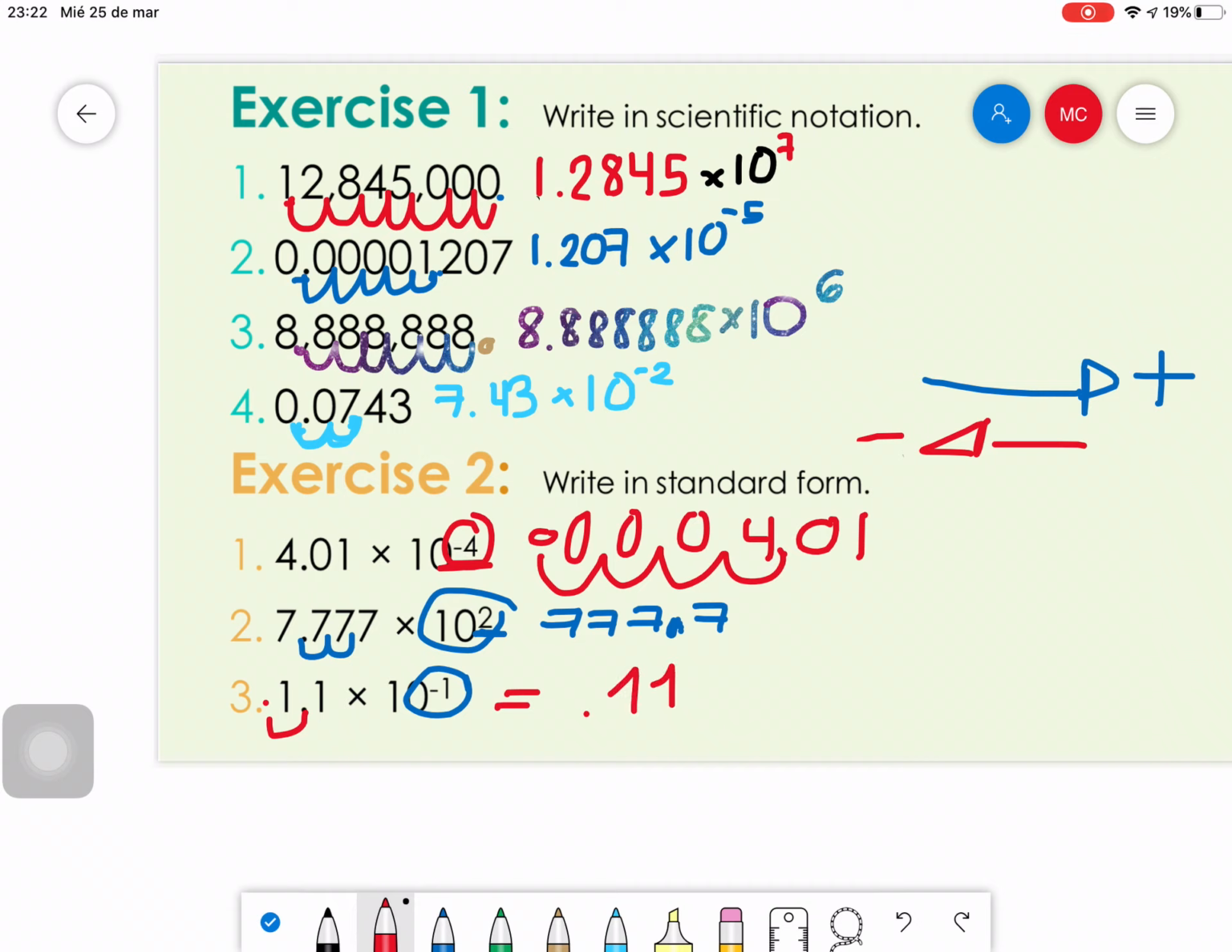And that's it. Hope it is kind of clear. Please rewatch the video as many times as you need. Tomorrow we're going to do exercises by ourselves. So it is important that you pay attention.